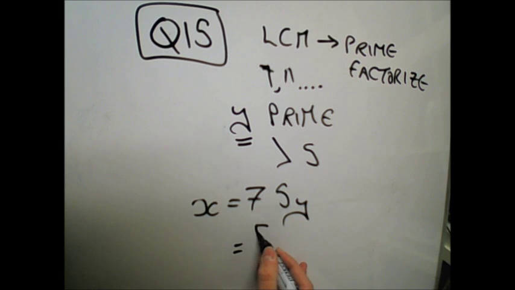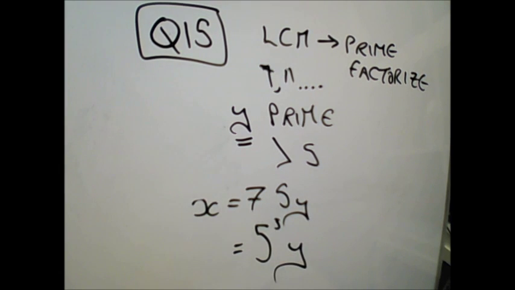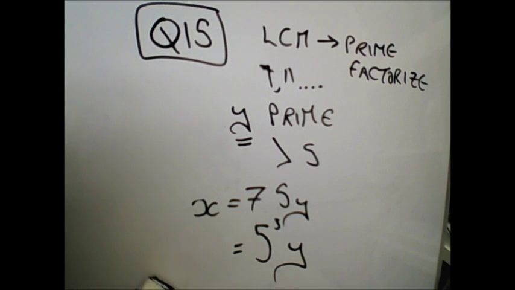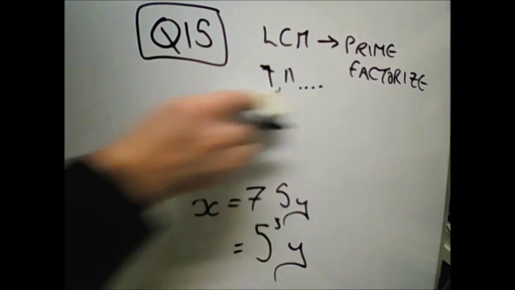what is the least common multiple of x and 5y in terms of y? Well, let's break down 75 to its prime factors. It's 5 to the power 3. Y can't be broken down into anything except what it is. It's a unique number. It's a multiple of itself and 1.